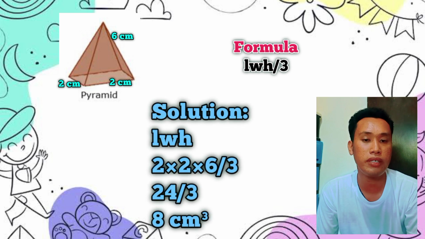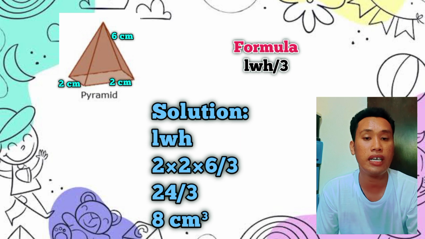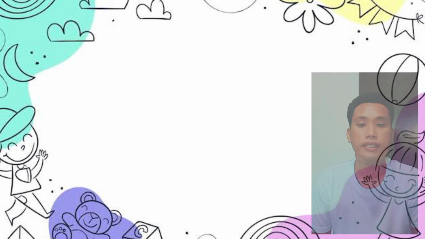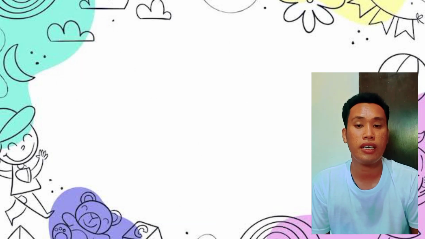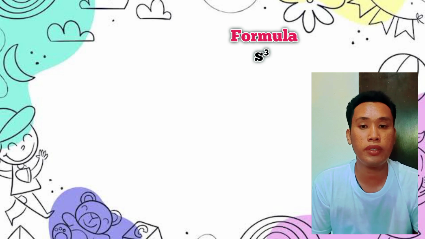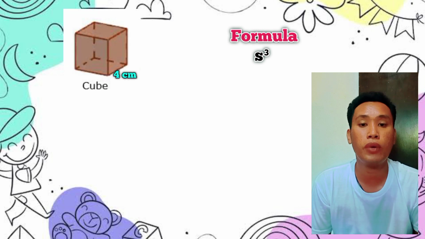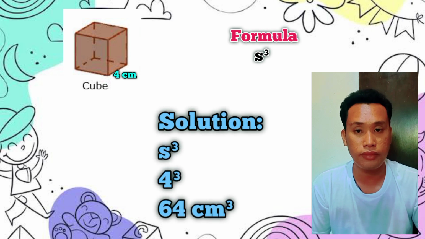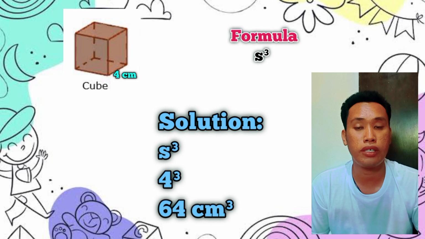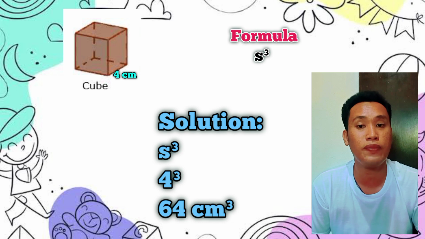2 centimeters times 2 centimeters equals 4 square centimeters times 6 centimeters equals 24 cubic centimeters. Then divide it by 3, and the answer is 8 cubic centimeters. So that's the answer. Next is the cube. Very simple. The formula is to multiply the given number by itself 3 times. For example, we have 4 centimeters. So 4 centimeters times 4 centimeters equals 16 square centimeters, times 4 centimeters, we will get 64 cubic centimeters. So that's the volume of the cube.